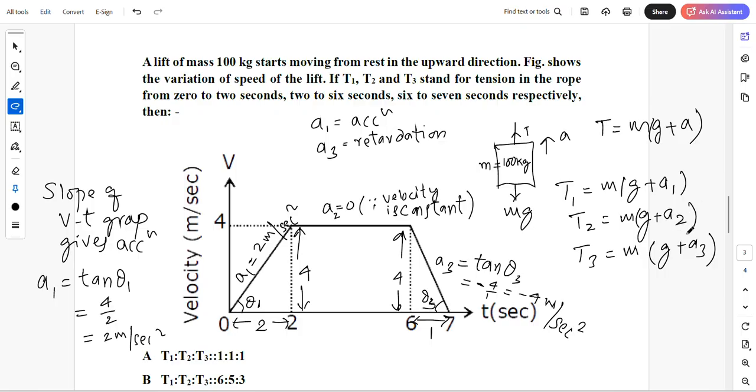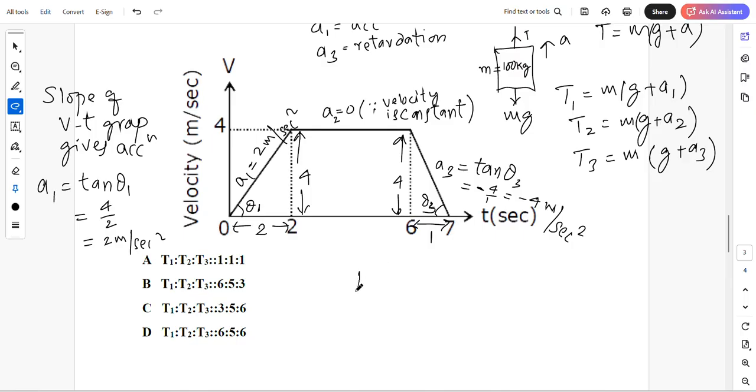Now we'll substitute the values. Since the lift is moving upwards, T is equal to mg plus a. I have written a1, a2 and a3 in place of a. How much is T1? T1 is equal to m into g plus a1. How much is m? They have given 100 kg. 100 into 10 plus how much is a1? 2. That is 1200 Newton.